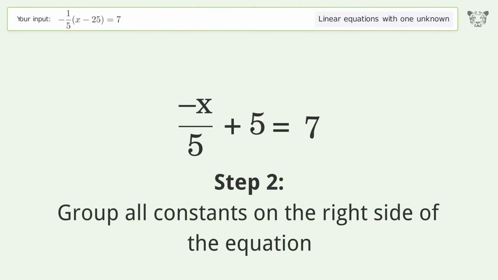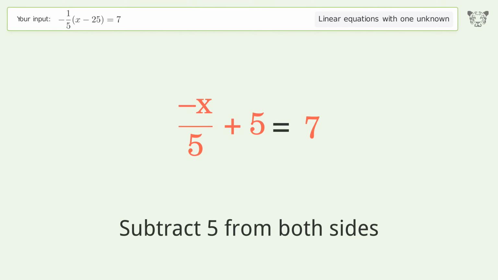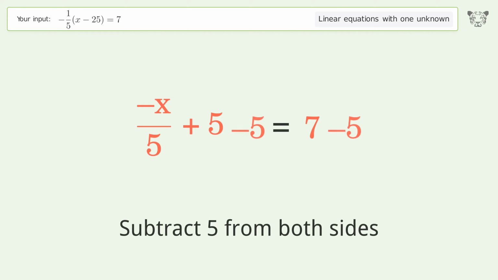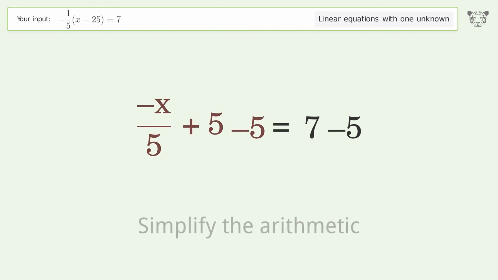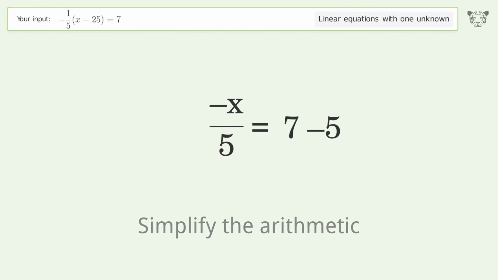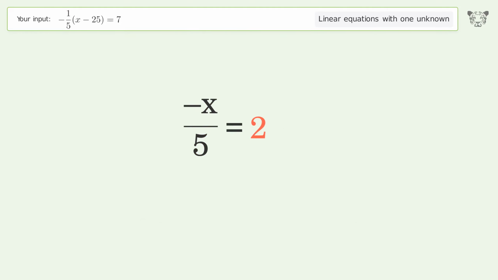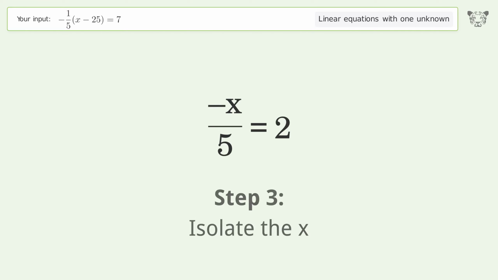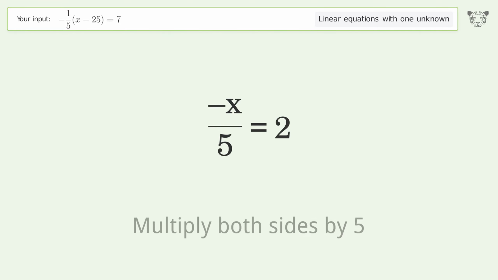Group all constants on the right side of the equation. Subtract 5 from both sides. Simplify the arithmetic. Isolate the x. Multiply both sides by 5.